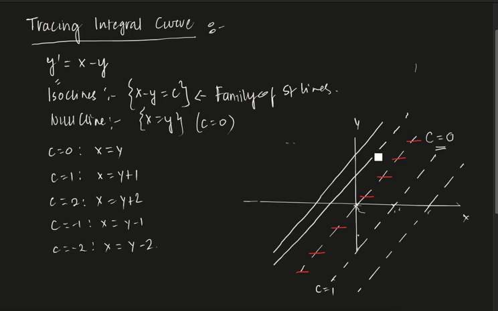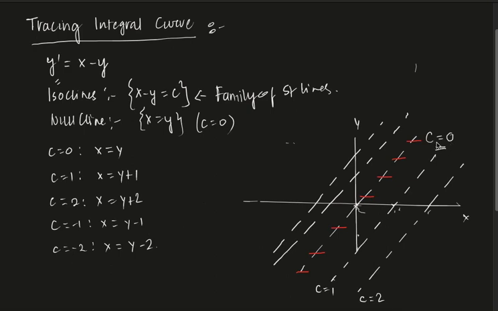You draw the line elements and you draw the slopes on those line elements. So these are the line elements. Now this is c equals 1. C equals 1 is x equals y plus 1, and c equals 2 is x equals y plus 2. This is c equals 2, x equals y plus 2.